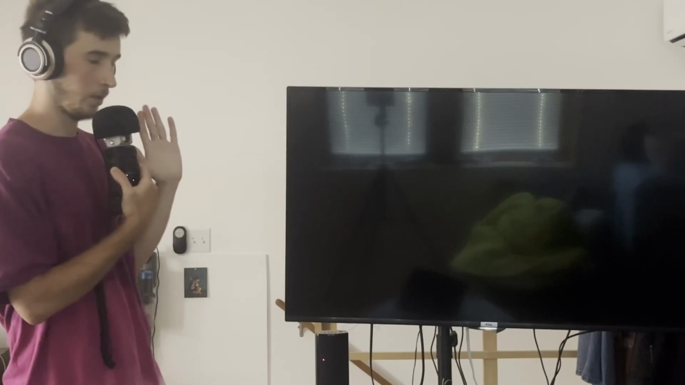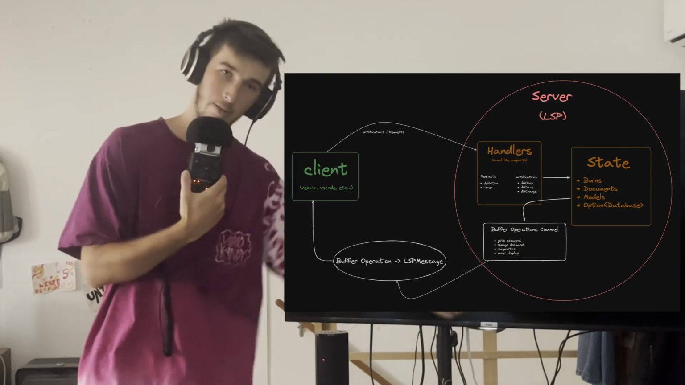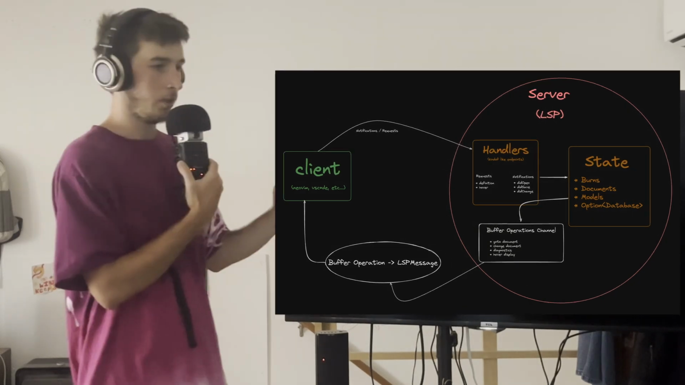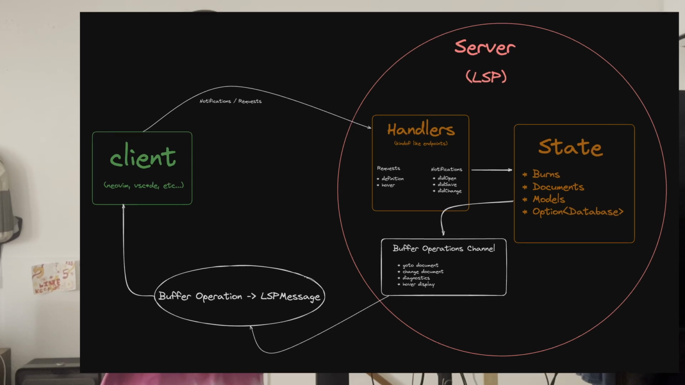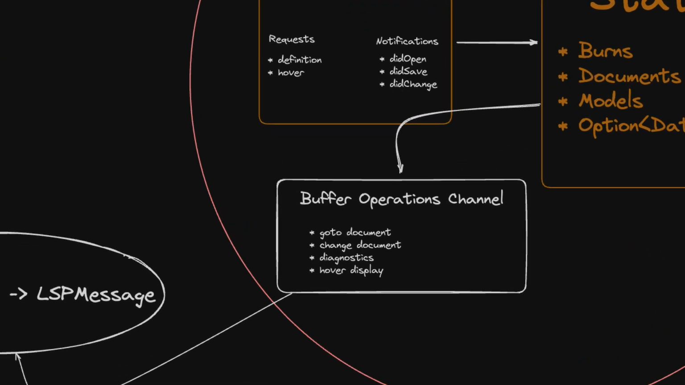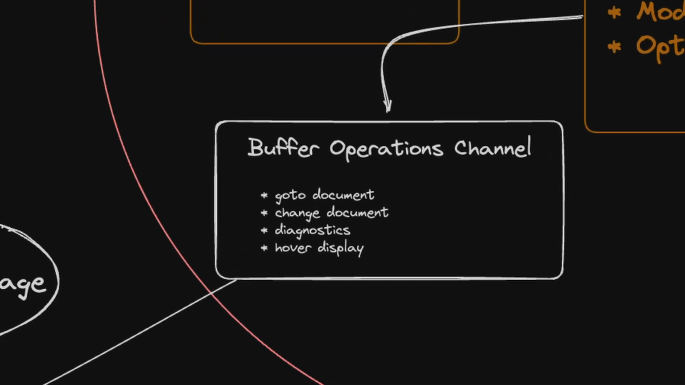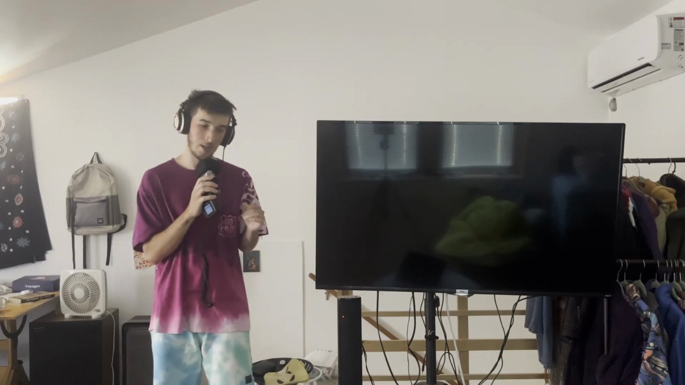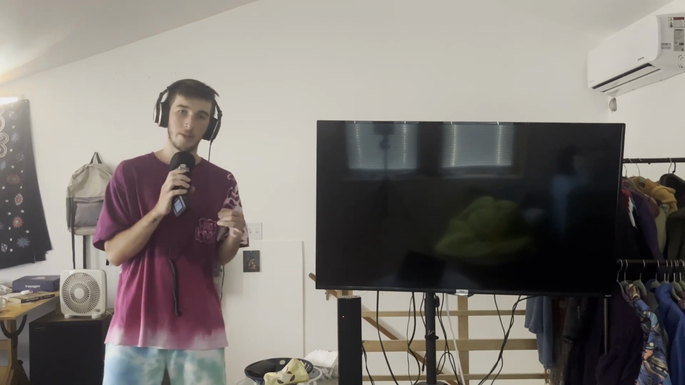Finally, if you take note of the directions of these white arrows, you'll notice that you have notifications and requests getting sent to the server, handled with the handlers and state, and then references to something called a buffer operation. A buffer operation is an abstraction that I created because LSPs usually have a single request, single response type situation going on. But in this instance, if you think about how I'm handling something like a go-to definition, I'm not really using it actually as a go-to definition. I'm using it as a button click in a way.